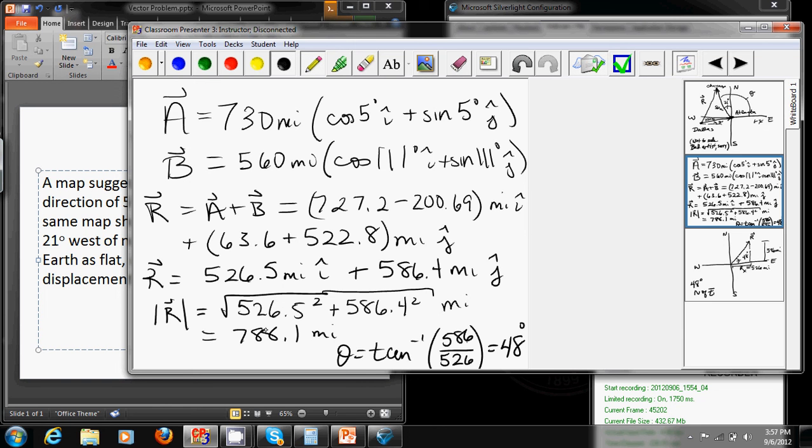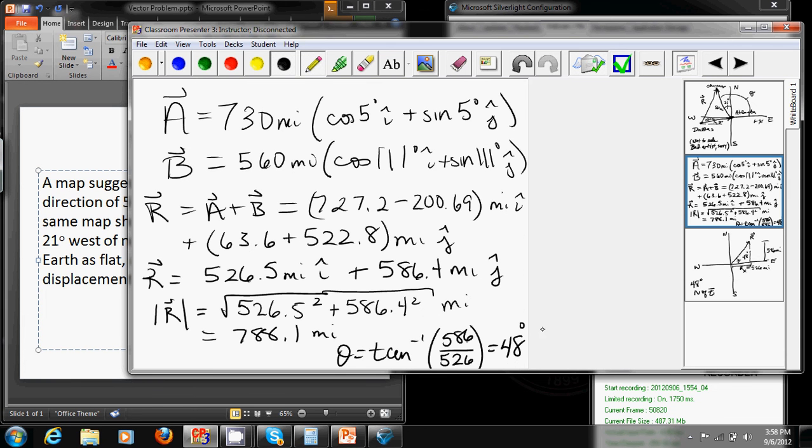Then for my resultant vector, if I want to know the length of that vector, I just take the square root of the sum of the squares of the components. And so I've done that here. What I get for the distance from Dallas to Chicago is about 788 miles. Now, if I want to, I can find the angle that corresponds to that displacement vector. To do that, I take the inverse tangent of the y over the x part. If I do that, I get 48 degrees.